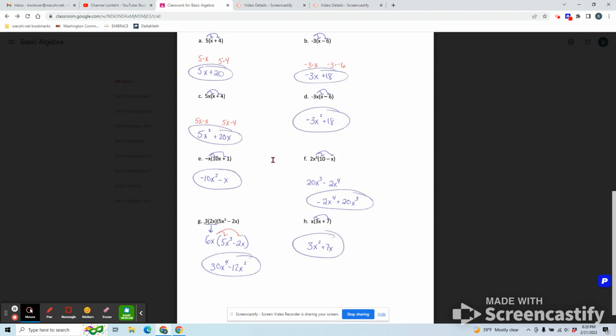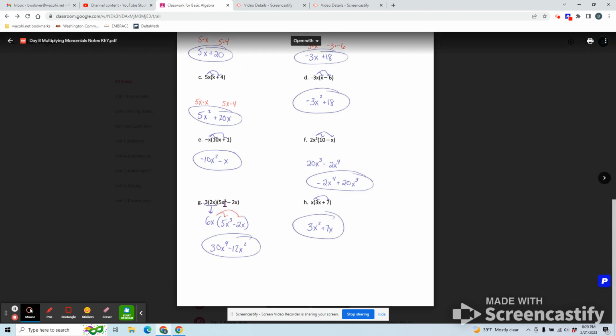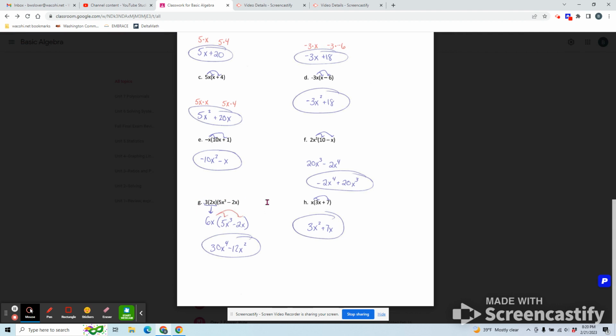I do want to bring your attention, though, to letter G. It says 3 times 2x times 5x cubed minus 2x. You're like, Mr. Slover, that's a lot. Well, we're following our order of operations. We've got to do this set first, right? It's all multiplication. There's nothing to simplify inside the parentheses, and it becomes all multiplication. So we follow whatever we see first in the statement, which would be 3 times 2x. That becomes 6x.